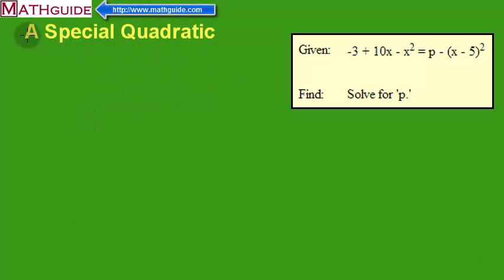Today we're going to take a look at a special quadratic, and this is actually going to turn out to be a quadratic equation. That's why I'm calling it a quadratic. So, if we have to solve for p, what we're going to have to do is do some math. We're going to have to simplify the right side to get it to look like the left side and do a little math after that, a little critical thinking, some problem solving.